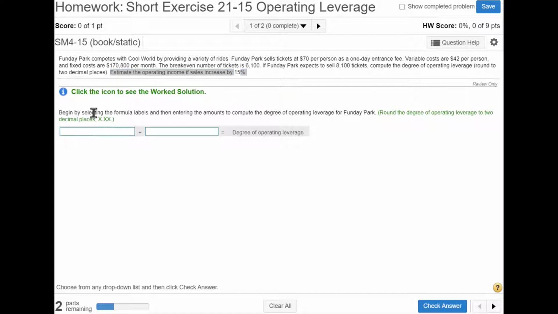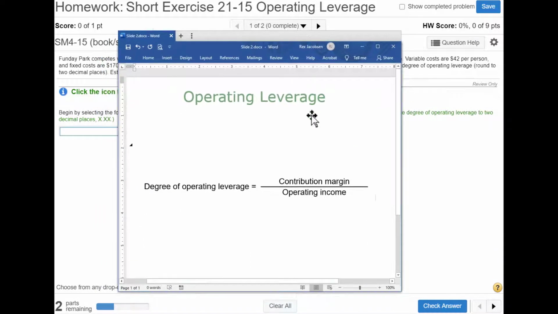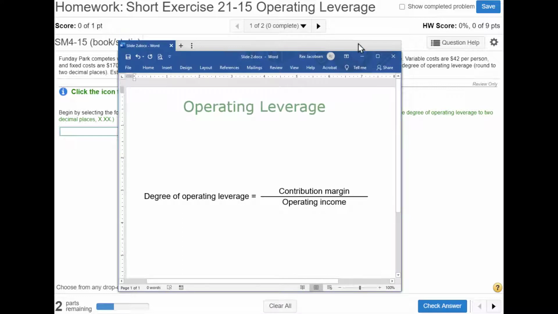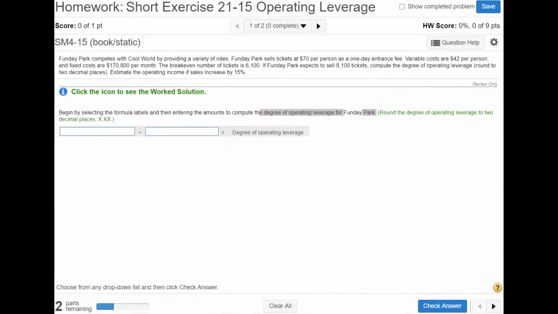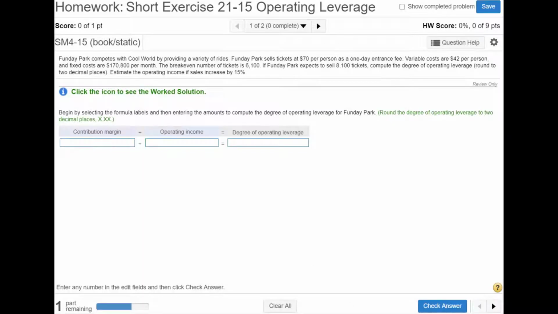So the first thing we need to do is calculate the degree of operating leverage for Fun Day Park. Here's a screenshot from our slides. Operating leverage is contribution margin divided by operating income. So we have to calculate our contribution margin and our operating income. Now operating income is more intuitive, so let's do that one first.